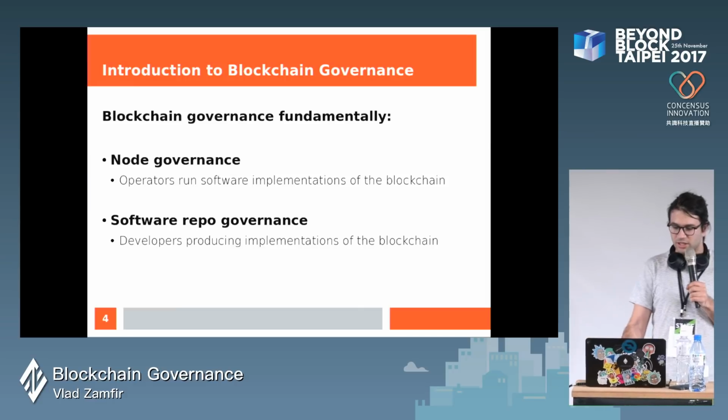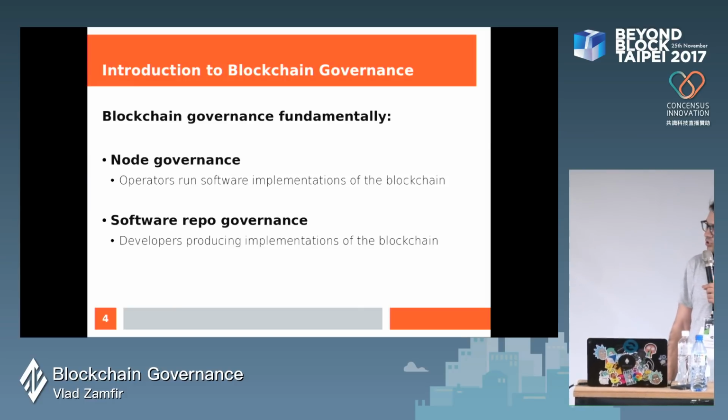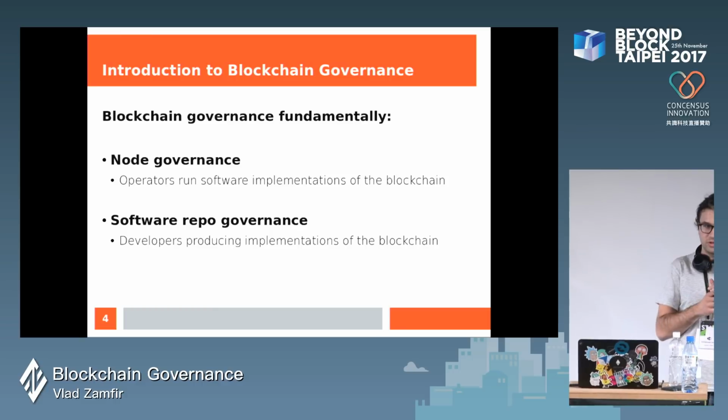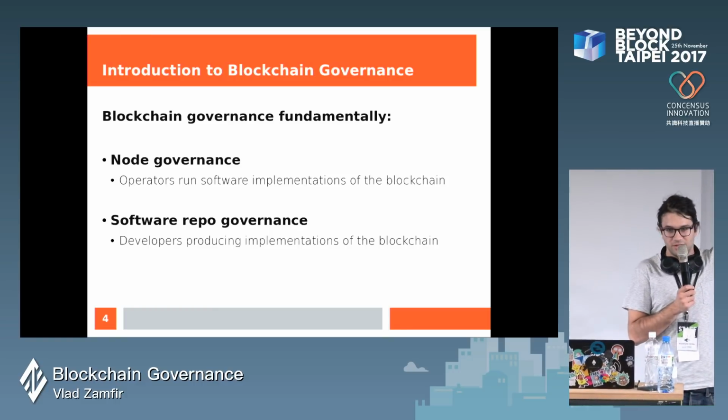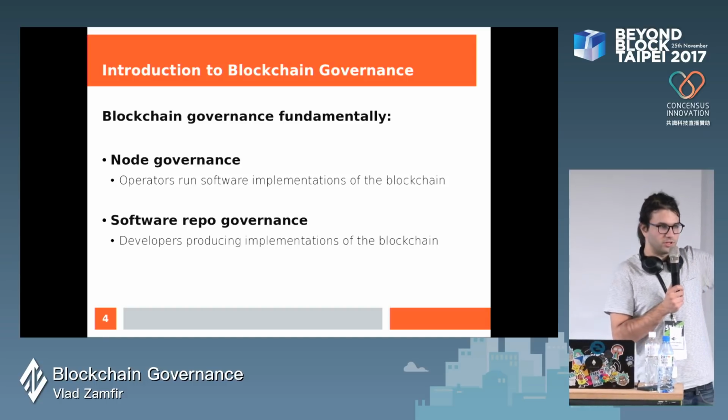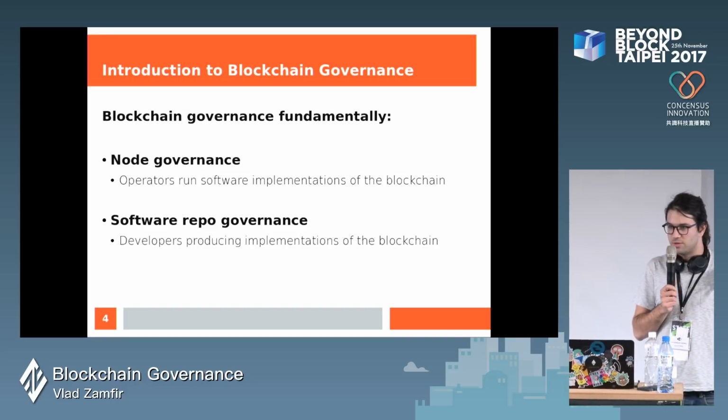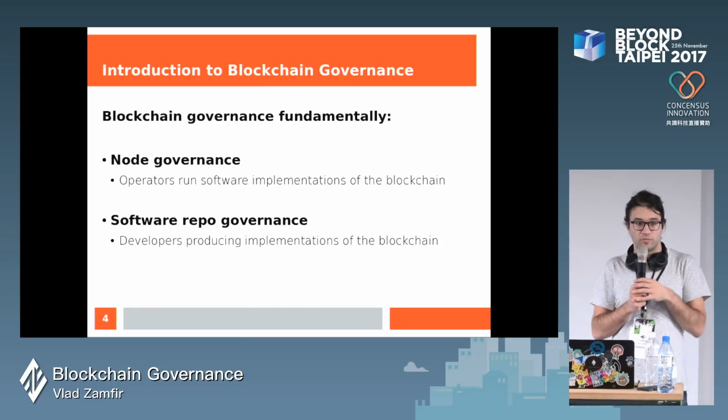So what is blockchain governance? Fundamentally, blockchain governance is about two things. There are nodes on a network, and there is software that those nodes run. Every blockchain is going to have these two components. There are node operators who have to decide to run software, and there have to be software repositories that are governed by some software development process.